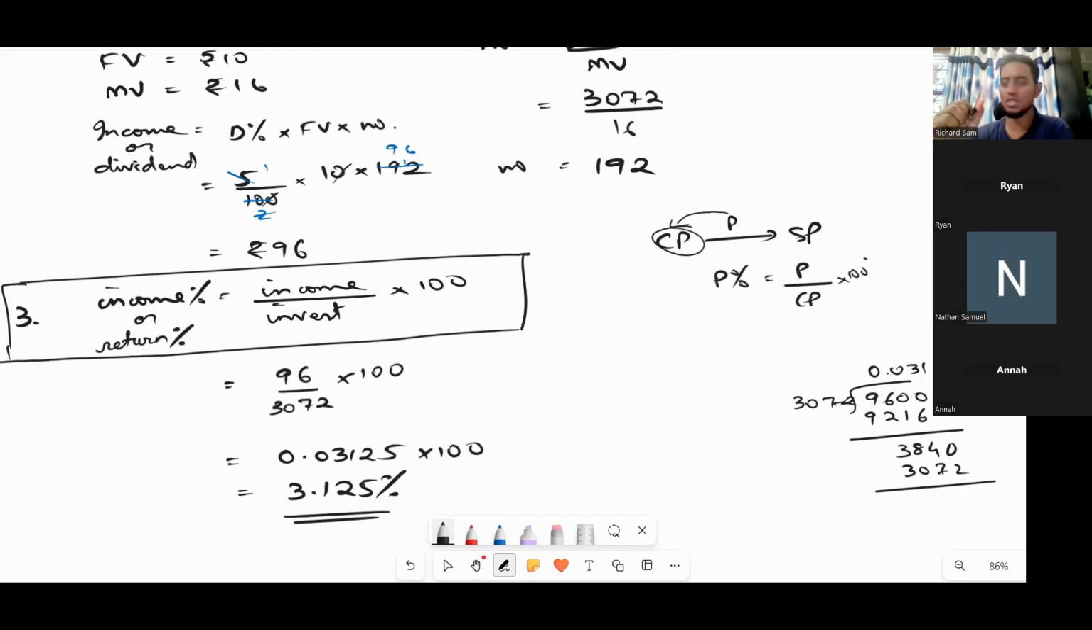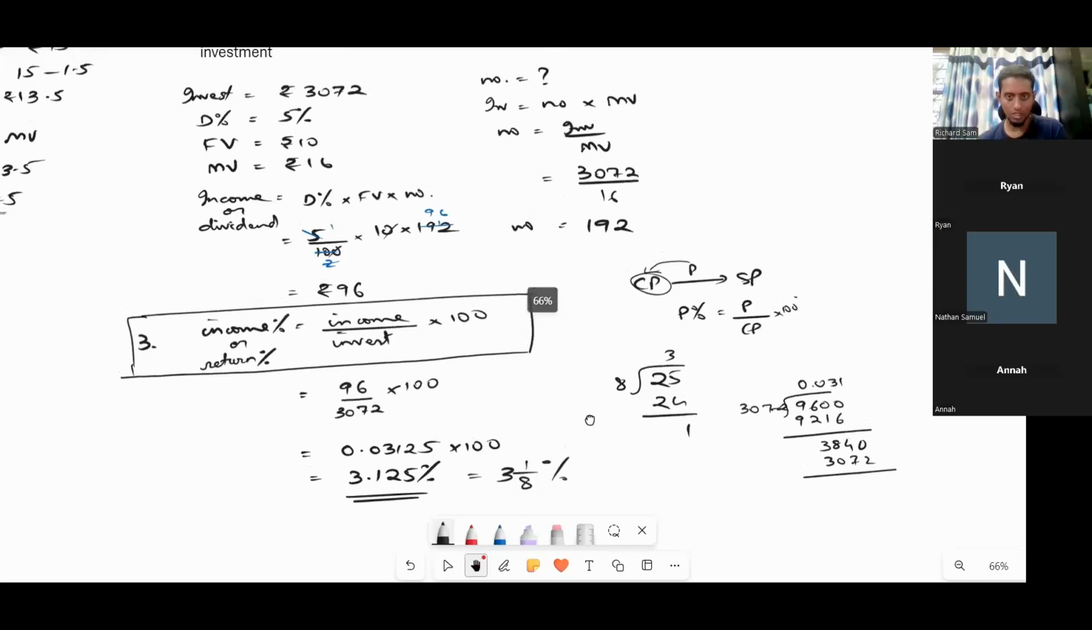Did you get 1 upon 8? You were converting 25 upon 8. So 8 3s are 24, remainder 1. Yeah, it's coming the same thing. 1 upon 8. Because 1 upon 8 is 0.125. Okay. So either 3.125 or 3 and 1 upon 8%. So per year he's getting only around 3%. In 2 years he'll get 6%. So it's very less.